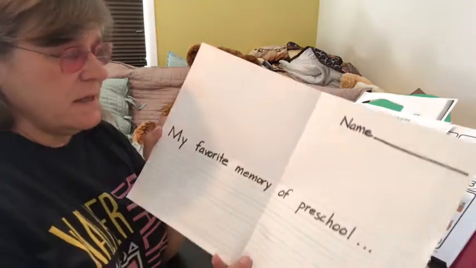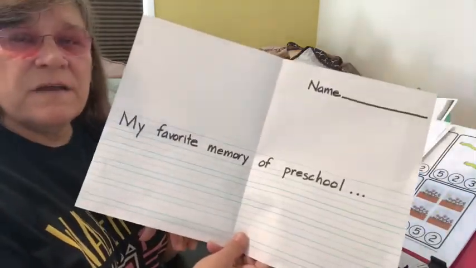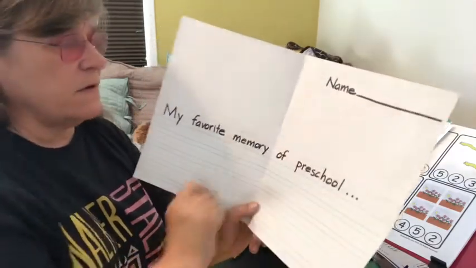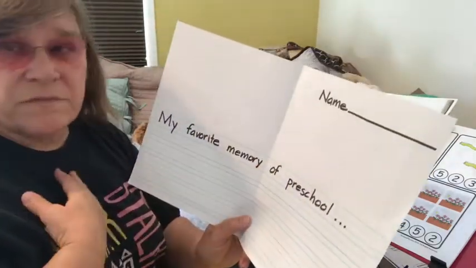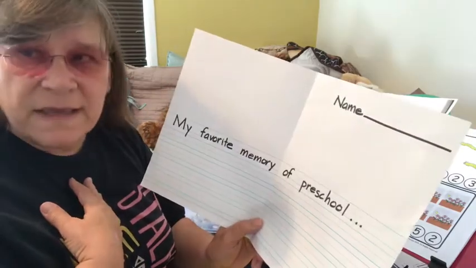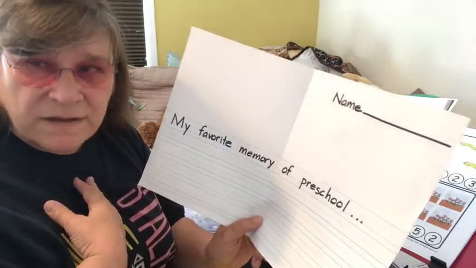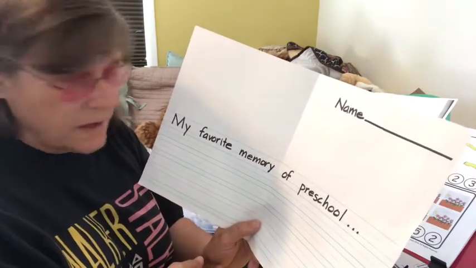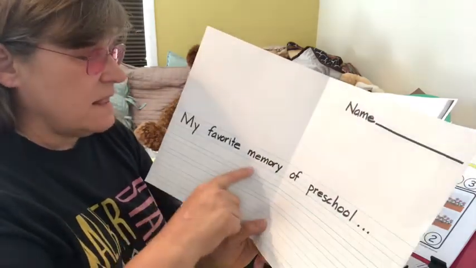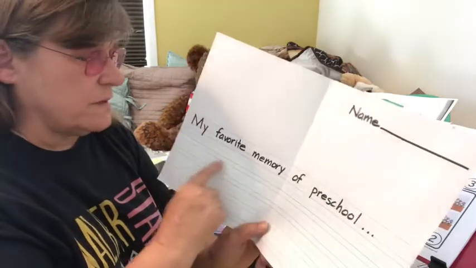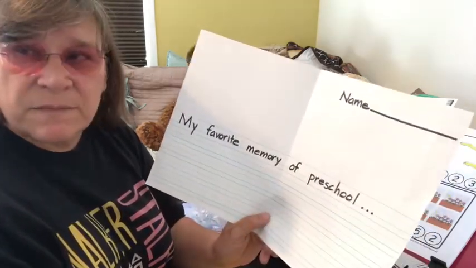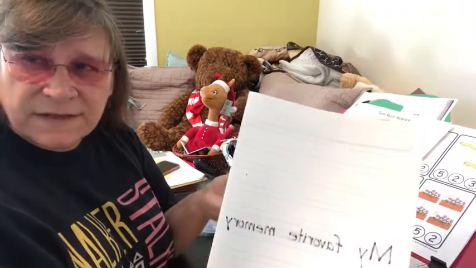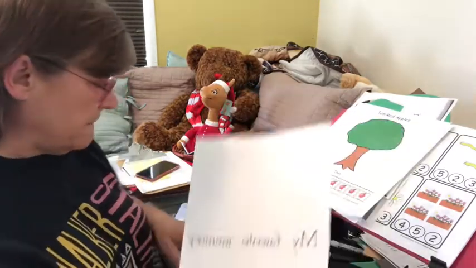This is going to be my favorite memory of preschool. So they're going to write their names up here, for the ones that know how to do it. And then I want them to draw a picture. For me, my favorite memory is reading stories and getting hugs from my kids in my classroom. So I would draw a picture of that, okay? And then the kids can tell you, and you can write down what they say about their favorite memory. And they can keep this with their graduation certificates that went out this past week, okay?